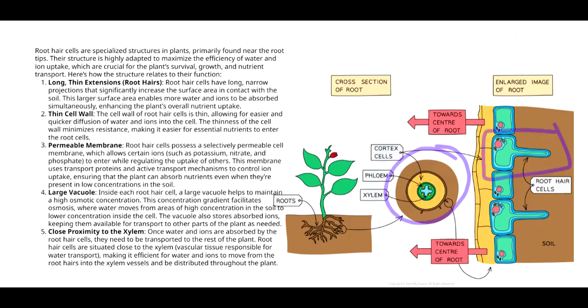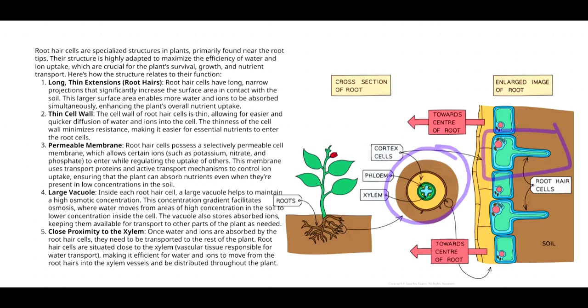These long, thin extensions, root hair cells, are long and narrow, they have projections, and because of this structure they have a large surface area. Because of this large surface area, they absorb more water and minerals from the soil. So their absorption capacity increases because of their specialized elongated shape. These specialized elongated cells absorb water and minerals.